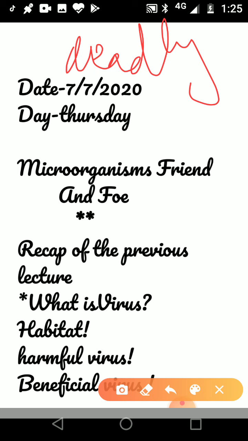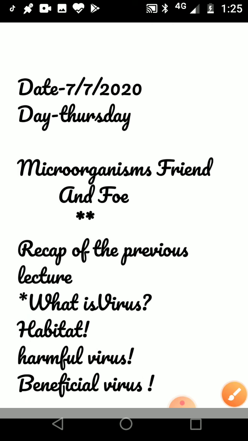We also learned about their habitat, and why they are called living and non-living organisms. Most viruses are harmful, but some of them, like the bacteriophage, help in sewage treatment, and some viruses are used to prepare vaccines as a preventive measure for diseases. So that is about the previous lecture. Now let us move to the topic for the day.